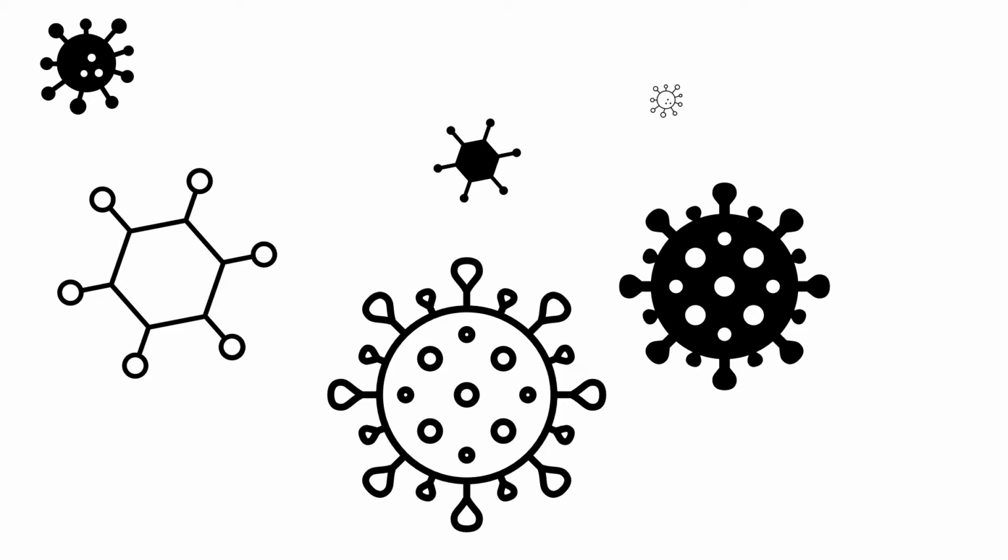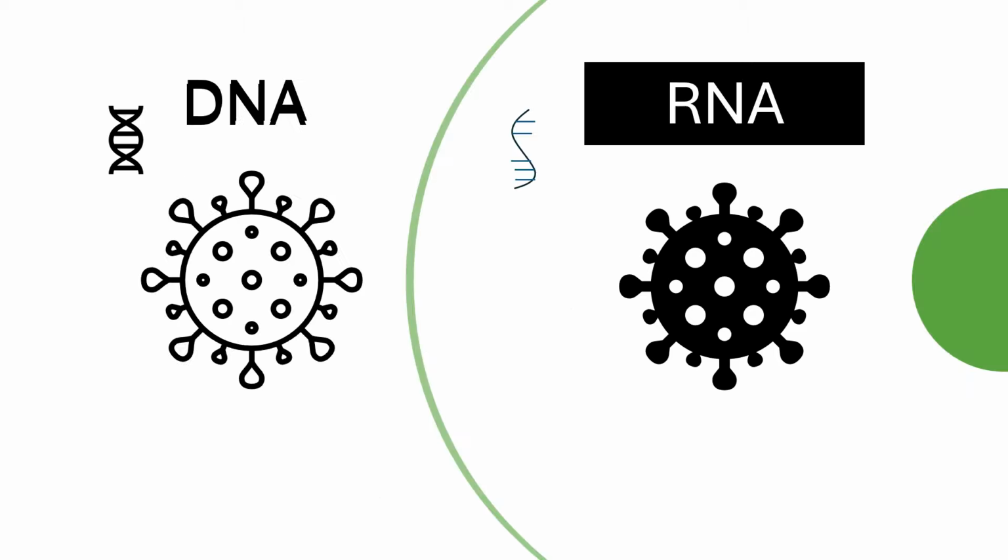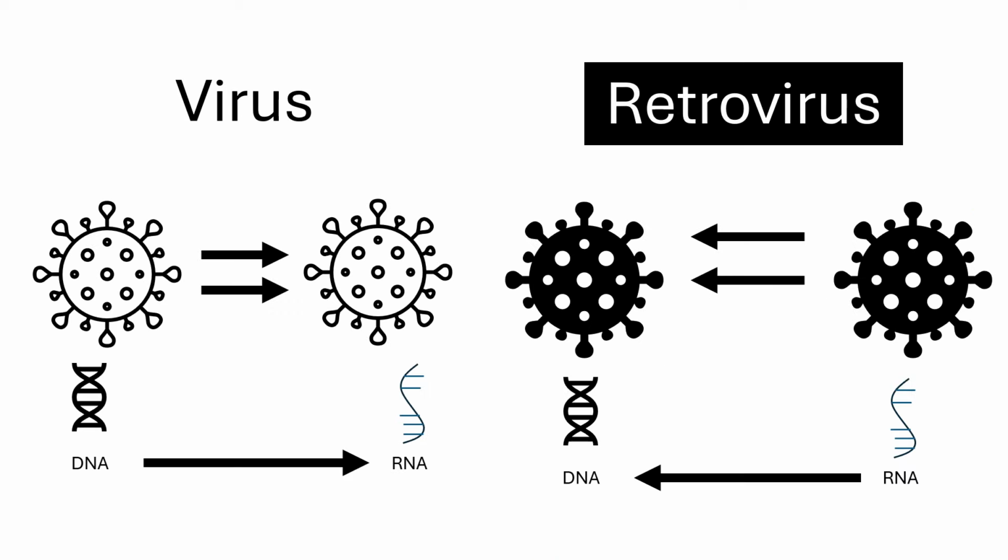There are many different types of viruses, and they all come in different shapes and sizes. Some viruses are made from DNA, and other viruses are made from RNA. One of the ways we classify viruses is based on how they make copies of themselves. Now, normally, DNA gets converted into RNA, but retroviruses like HIV turn themselves back into DNA first, which is the opposite of how most of the viruses form.